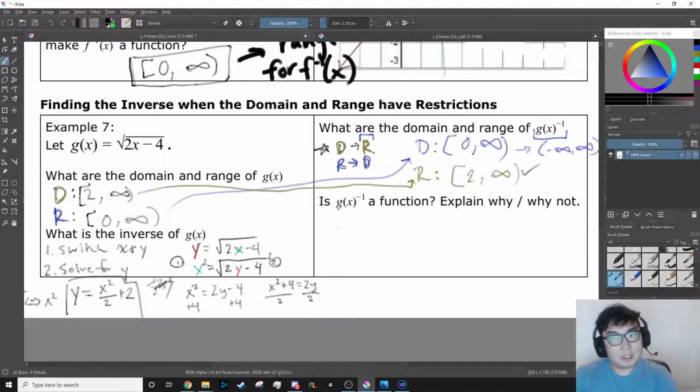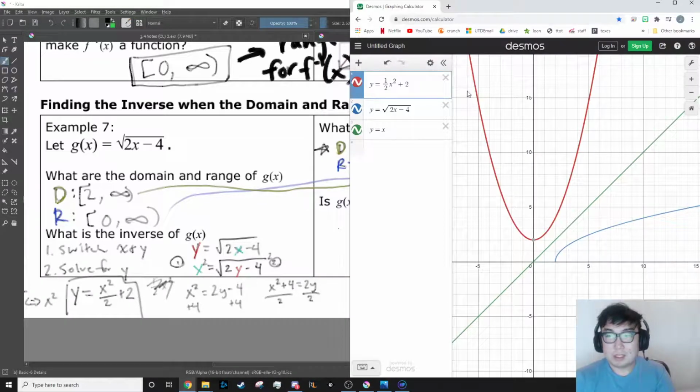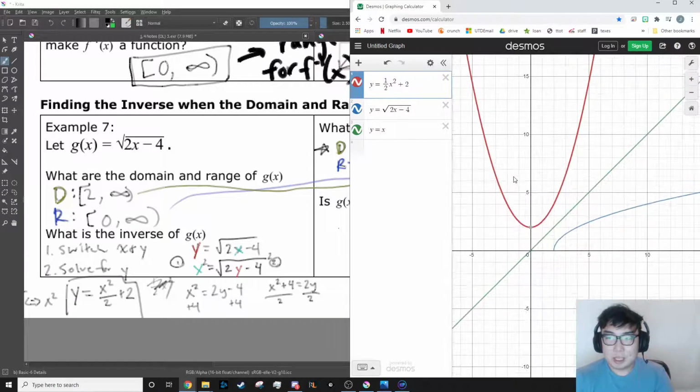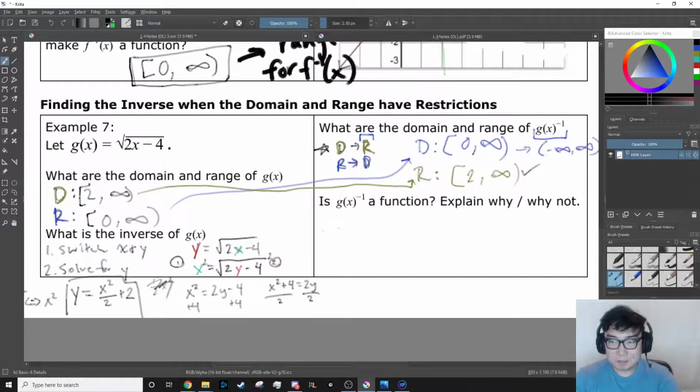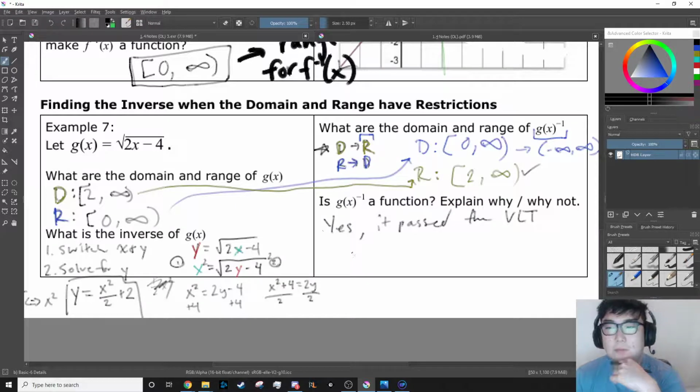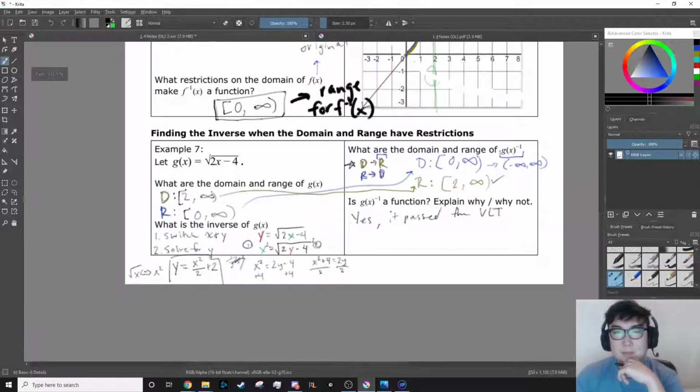Nice. Is the inverse of g of x a function? Why or why not? What do you think? Is this red graph a function? I think it is, because it doesn't have any repeating x values, and it's okay with the vertical line test. It only passes one time. So this is a yes. It passes the vertical line test. Why did I put 2 L's? The vertical line test. Nice.